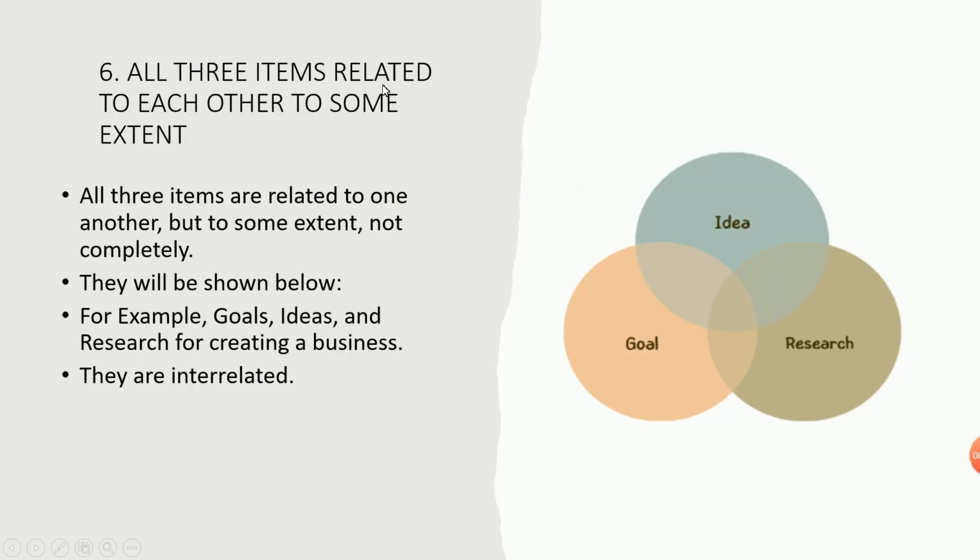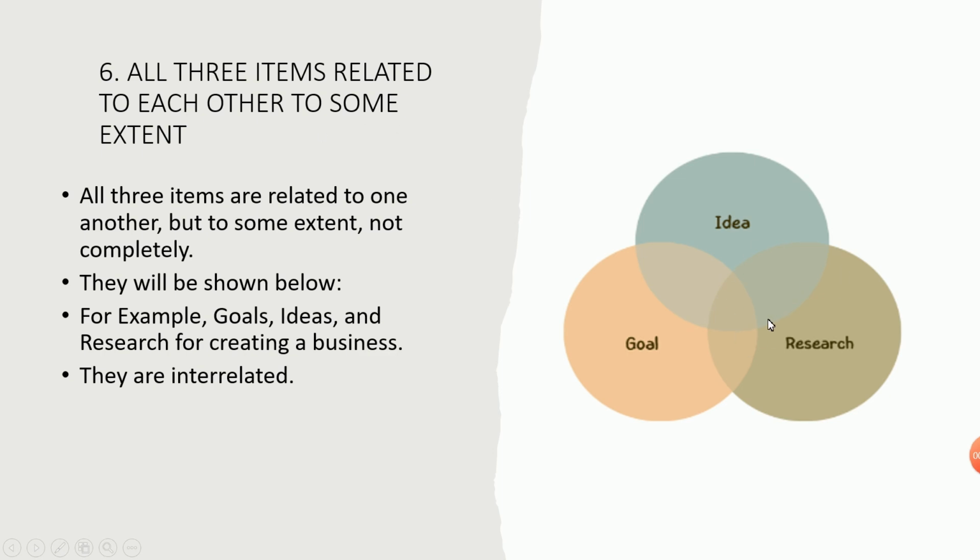Next is all three items related to each other to some extent. So goal, idea, research, all three are. Without an idea, research cannot be there. Without an idea, goal cannot be achieved. As well as goal is formed based on the idea only. And in order to achieve the goal, we need research. So it's the same in the reverse also. So these three are interrelated. That's how all three items are related to each other to some extent.